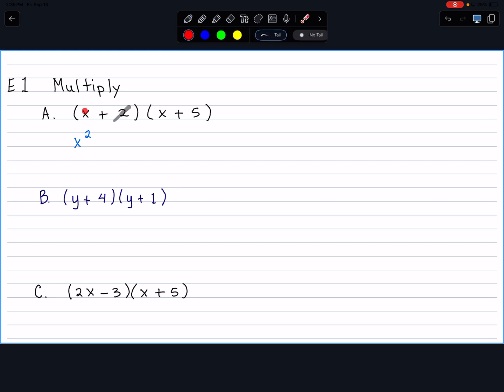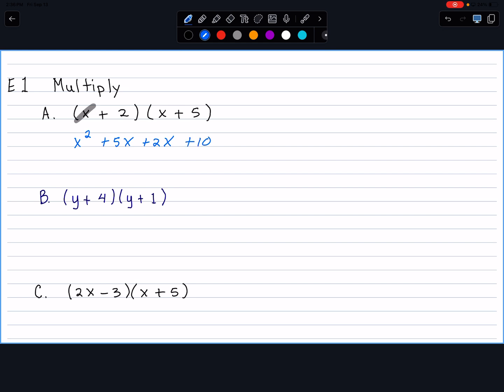Then I'm going to take this x and multiply it to the 5. X times 5 is 5x. I'm done with the x. I have multiplied it to both terms. So now I'm going to cross off the x because it's done. It's no longer needed. And I'm going to do the same thing with the 2. I'm going to take that 2 and multiply it to both terms. So 2 times x is positive 2x. You need to put either that positive or that negative. And then 2 times 5 is 10.